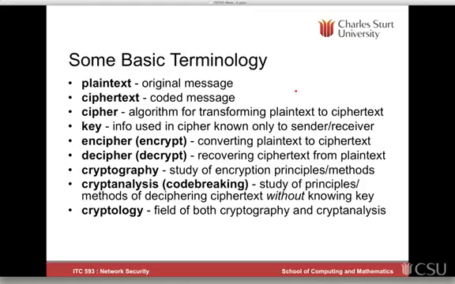And cryptography is the study of encryption principles and methods. And cryptanalysis, sometimes we call it code breaking, is the study of principles or methods of deciphering ciphertext without knowing the key. And another terminology is cryptology. It is a field of both cryptography and cryptanalysis.